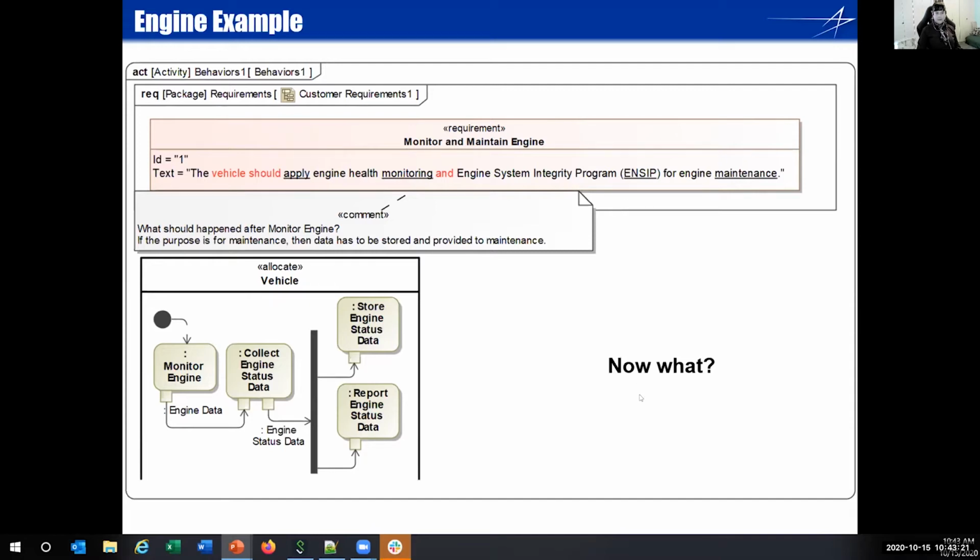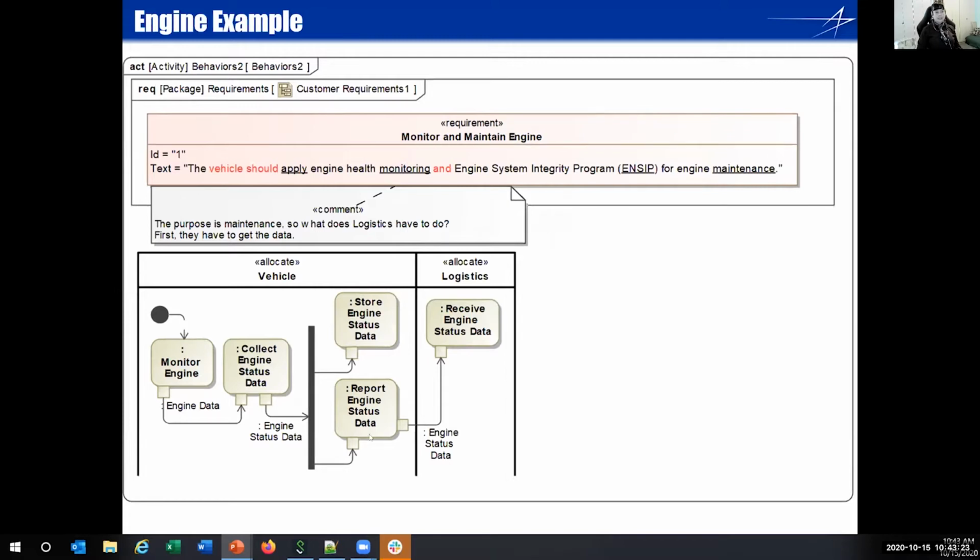Now what do I need to do? Well, like I said, somebody has to figure out if maintenance needs to be done. So I have a logistics system up here that has to receive that data, because if the vehicle's reporting it, there has to be somebody on the other end getting it. So the logistics system is receiving the data.